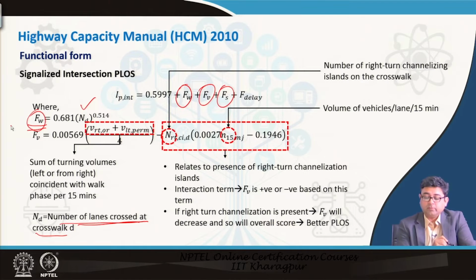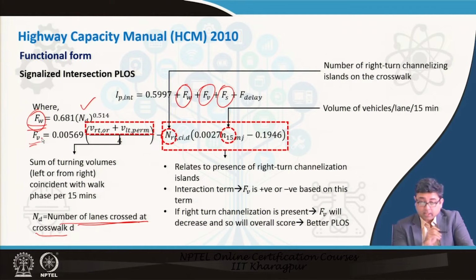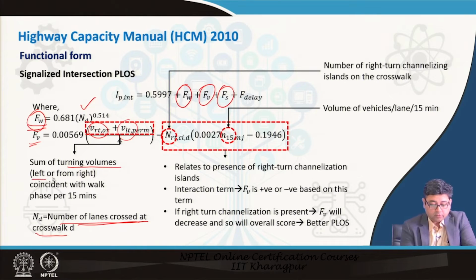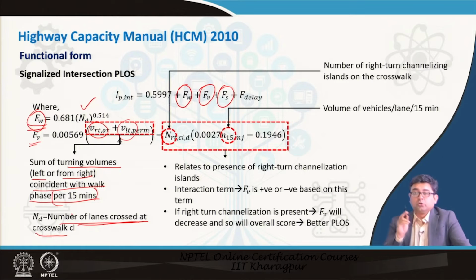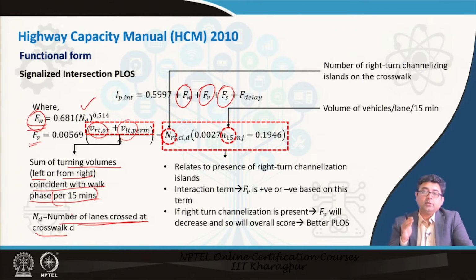and you get the factor FW. Whereas, if you want to know the volume of the vehicles that are on that road, what you have to do is measure 2 terms. The sum of the turning volumes, left or right, coincident with the walk phase per 15 minutes. Coincident with the walk phase. Sometimes you have signals where the vehicles are also moving and you also have a green for pedestrians. So, that is the volume of vehicles.